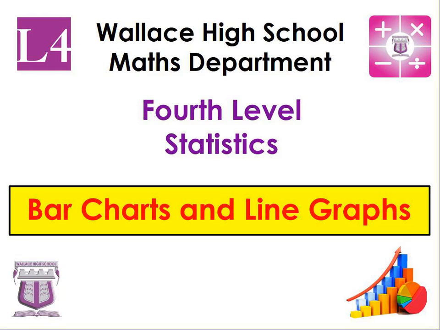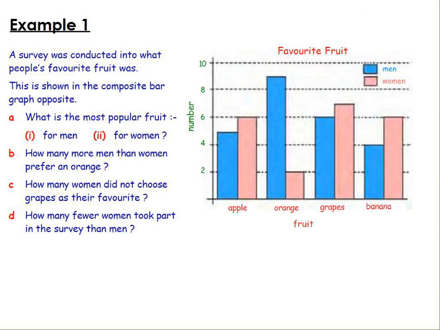Okay, so we're going to look at bar charts and line graphs, in particular comparative ones. Example 1. A survey was conducted into what people's favourite fruit was. This is shown in the composite bar graph opposite. So a composite bar graph basically helps you compare two or more quantities of data.